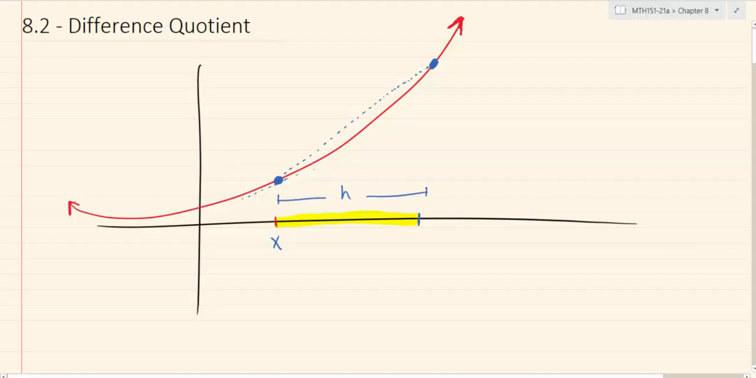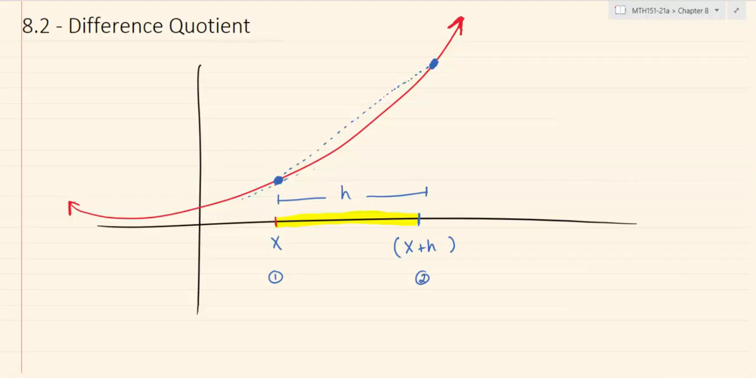So h is going to be the distance between these 2 points. So what's the label of our second point? This is x plus h. So the x-coordinate of our first point is x, and the x-coordinate of our second point is x plus h.